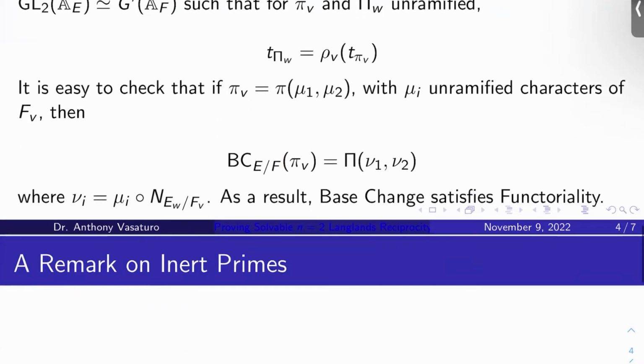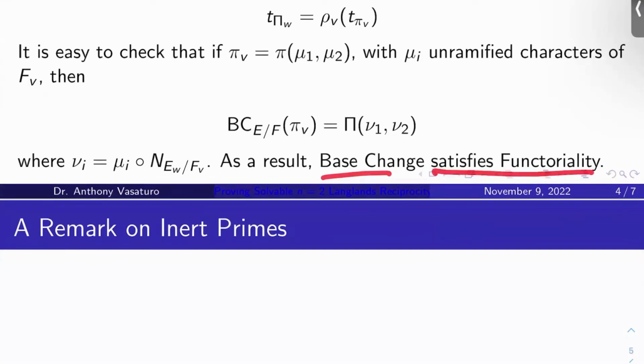And what are these nu sub i's? They're just mu sub i composed with the norm map from E sub w down to F sub v. And it's easy to check, although I won't go into details, that base change does actually satisfy functoriality.